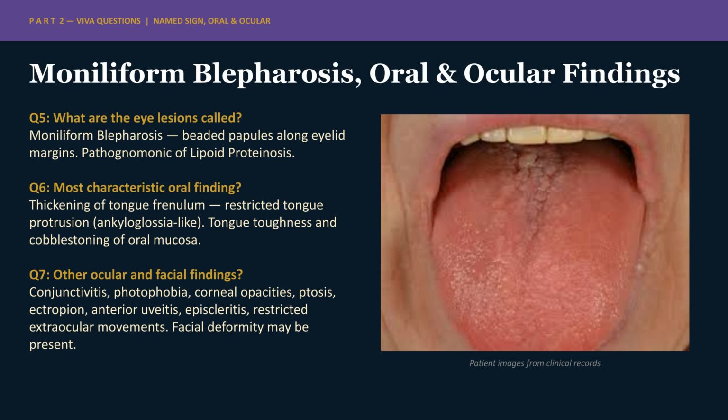the oral mucosa. The examiner asks, what other ocular and facial findings may be present? Conjunctivitis, photophobia, corneal opacities, ptosis, ectropion, anterior uveitis, episcleritis, and restricted extraocular movements. Facial deformity may also be present.